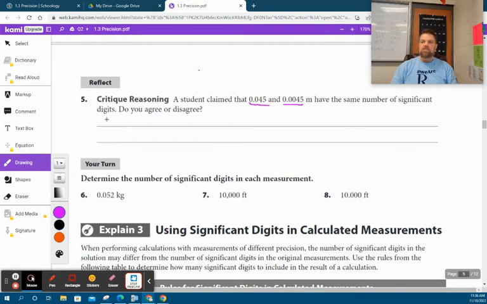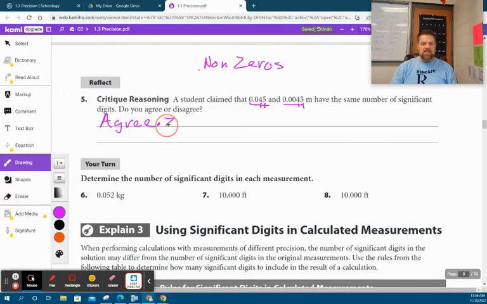I disagree. Well, remember, the first thing we've got to do is count the non-zeros, right? Those are significant. All right? Non-zero. So I've got 1, 2, 1, 2. Now remember, anything to the left, right? Well, here, let me just write it out, so they are two significant figures. Okay? Actually, yeah. So agree.